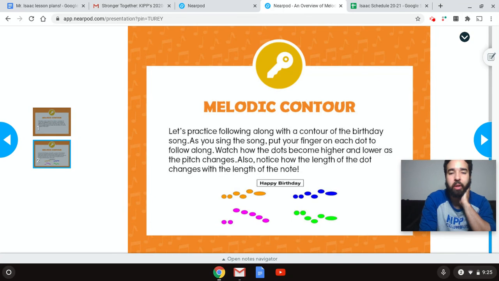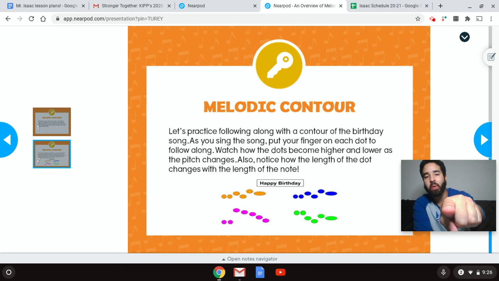1, 2, 3. Happy birthday to you. And you see how the fifth orange one is a little bit higher than birth. Okay, so that means you have to go higher as well when you're singing it. So follow along with your finger again if you haven't done that. We're going to sing the orange one again and then move on. 1, 2, go. Happy birthday to you.